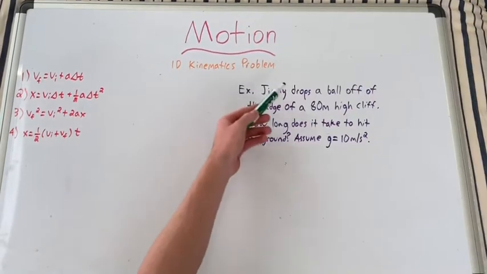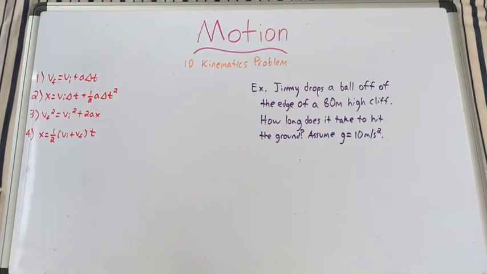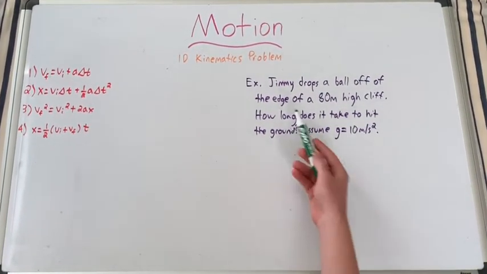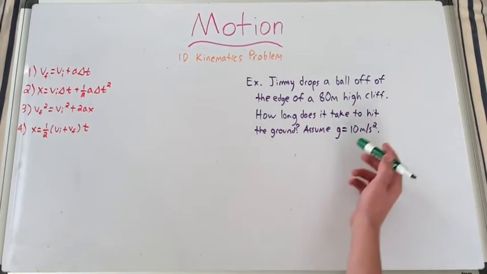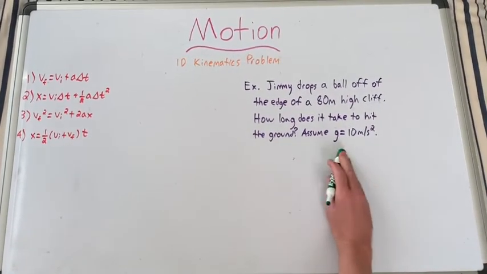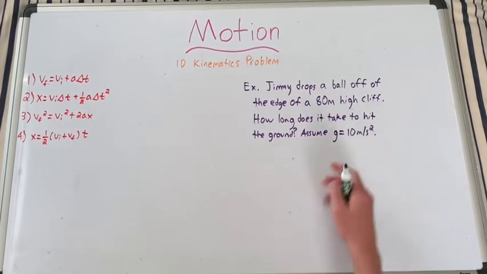Simple 1D kinematics problem using the equations that we just derived. So here's our problem. Jimmy drops a ball off of the edge of an 80-meter high cliff. How long does it take to hit the ground? Assume g, which would be the acceleration due to gravity, is 10 meters per second squared.